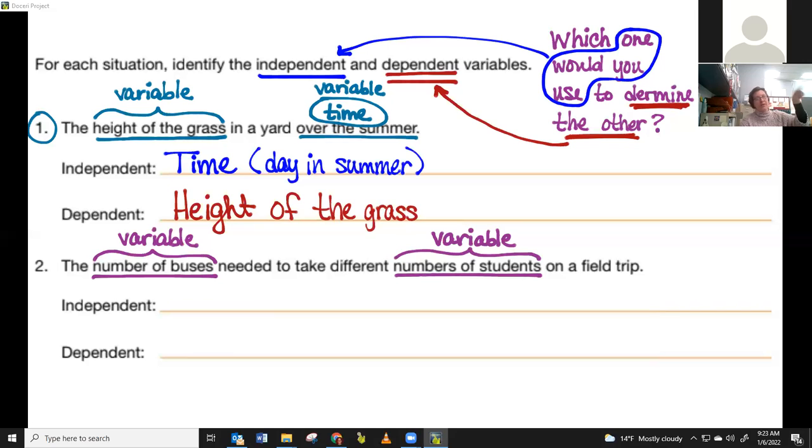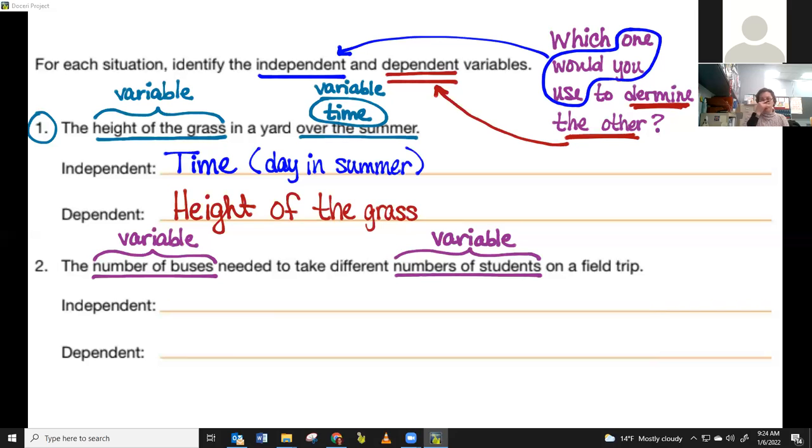So I want to know whether the number of buses you would use determines how many students go on the field trip, or would you use how many students are going on the field trip to determine the number of buses? If you use buses to determine students, then buses is independent. If you use students to determine buses, then that would make it your dependent variable.